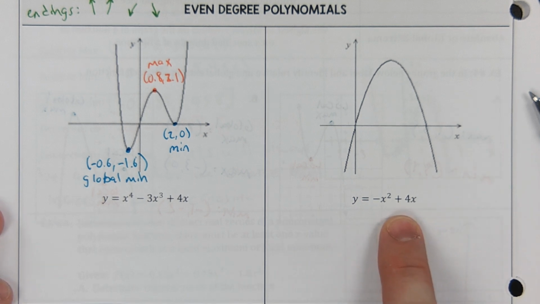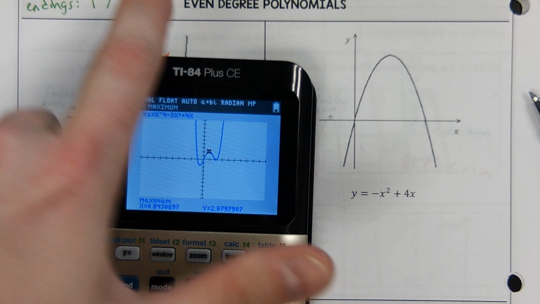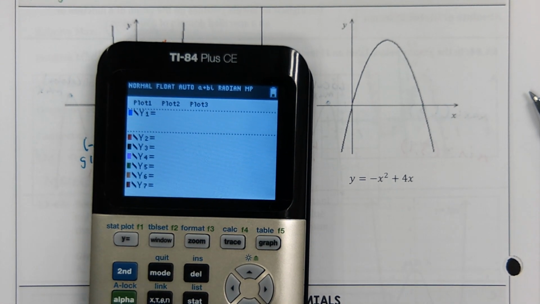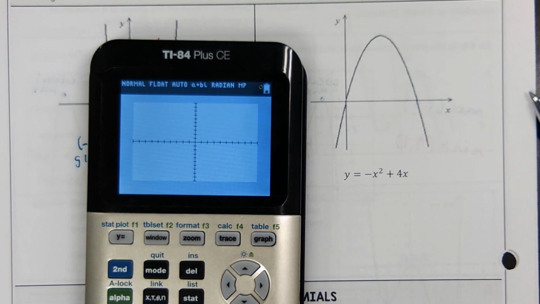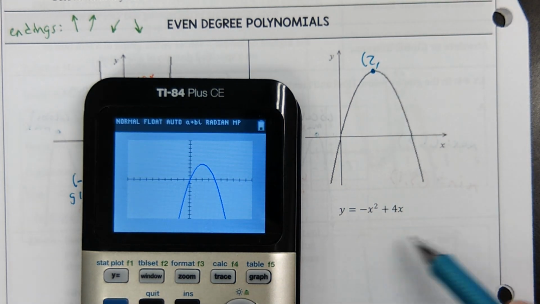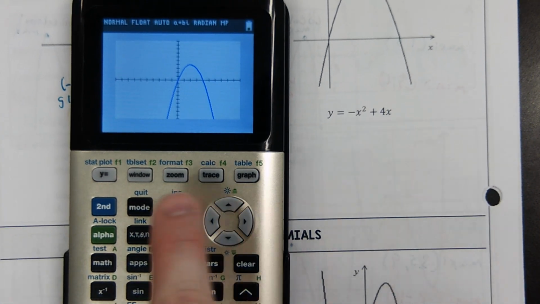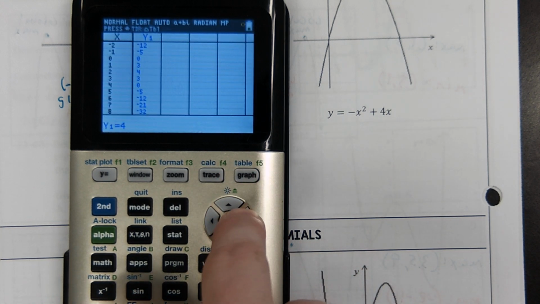Now this one. This is a quadratic. Its vertex happens at negative b over 2a. So that'll be exactly x equals 2. But what is the y value there? Go to y equals, clear it. Negative x squared plus 4x. I'm still on Zoom 6, so I hit graph. We've done a little bit of mathematics, so we know that it's going to hit at perfectly x equals 2. You could plug 2 in, or you could do second trace maximum, or even cooler, you could do second table, and you can go right here to x equals 2, and you'll get your y value of 4.